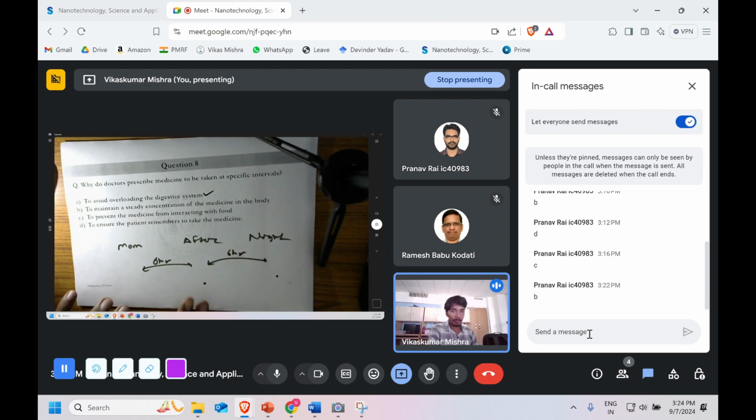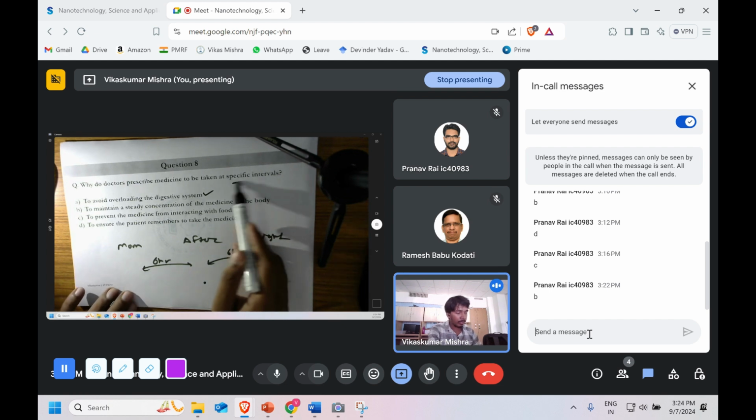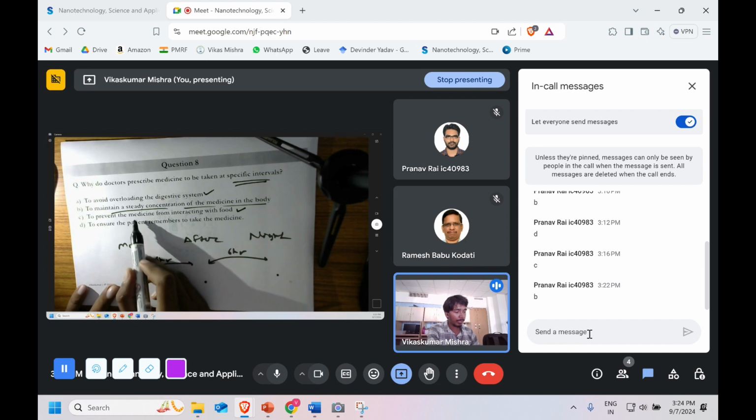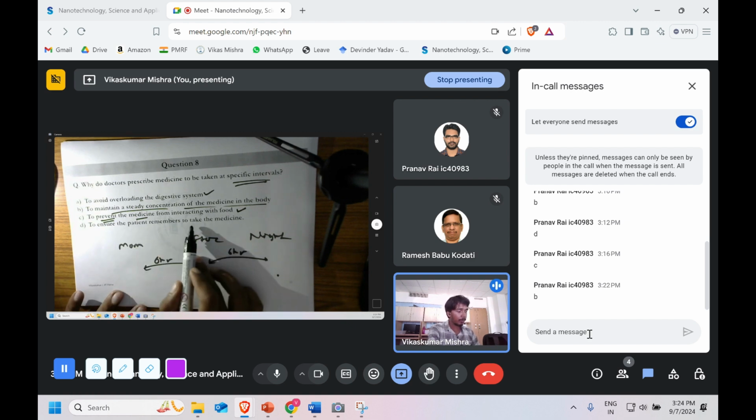So they are telling that if they don't specify the time, then when we eat medicine, it will overload the digestive system. Second, to maintain a steady concentration of the medicine in the body, so that the concentration should stay at some steady level. Third, to prevent the medicine from interacting with the food. So the food and medicine should not interact. Fourth, to ensure the patient remembers to take the medicine.